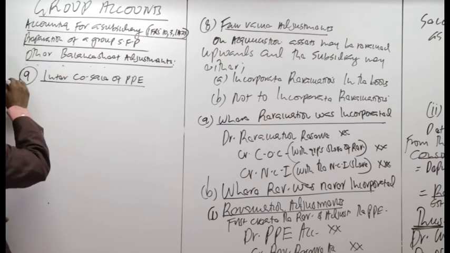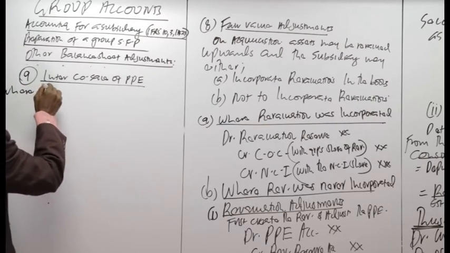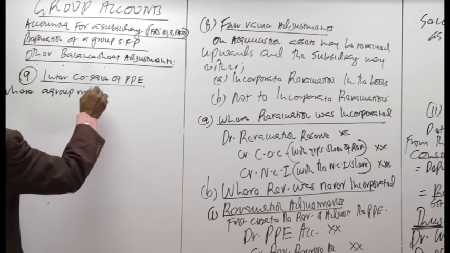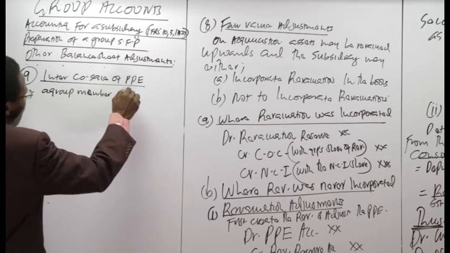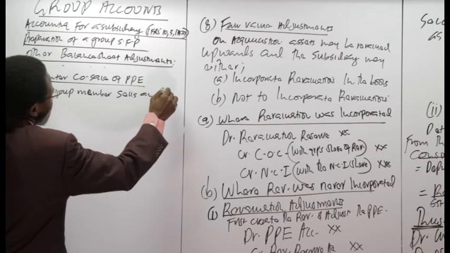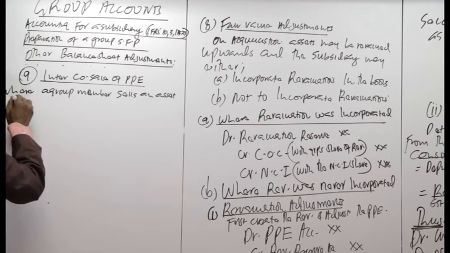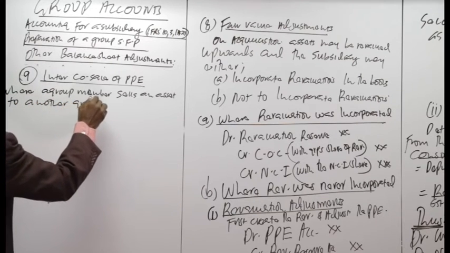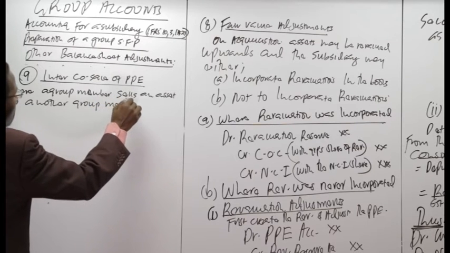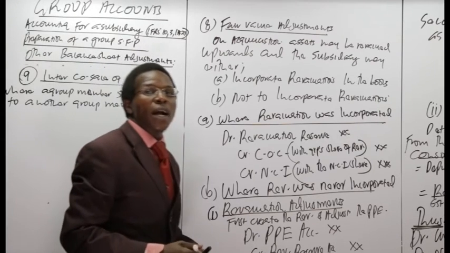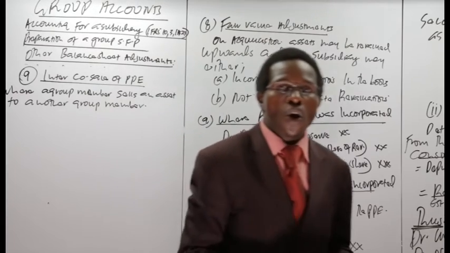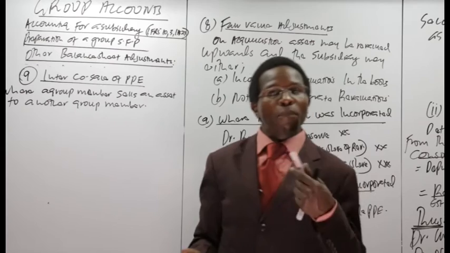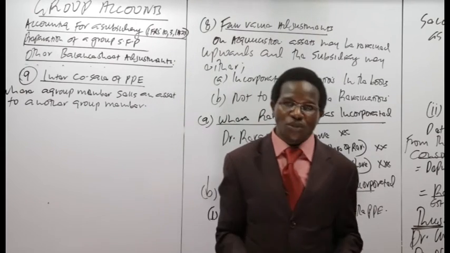So we say where a group member sells an asset to another group member. Either the holding company selling to the subsidiary or the subsidiary selling to the holding company. They either sell at a profit or they sell at a loss.